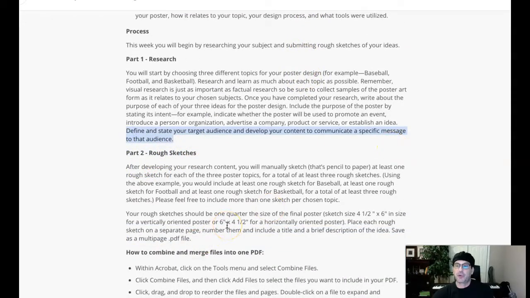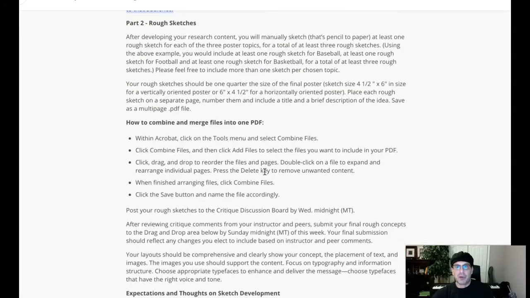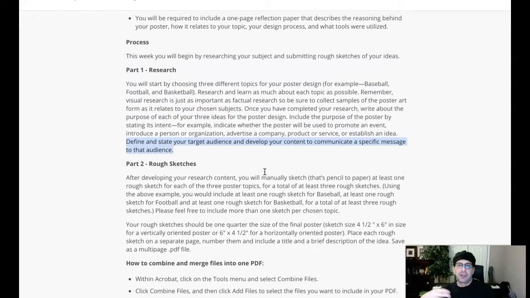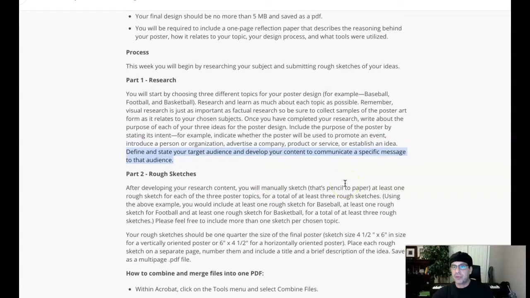Define and state your target audience to develop your content. Target audience is critically important in graphic design. So you always want to define your target audience and isolate it to an age. I think it's a really good idea to do a little research so you can really nail that target audience, because to a very high degree, the success of any graphic design project is only as good as its ability to communicate with the intended target audience. So it's very important to always define your target audience to a very high degree.